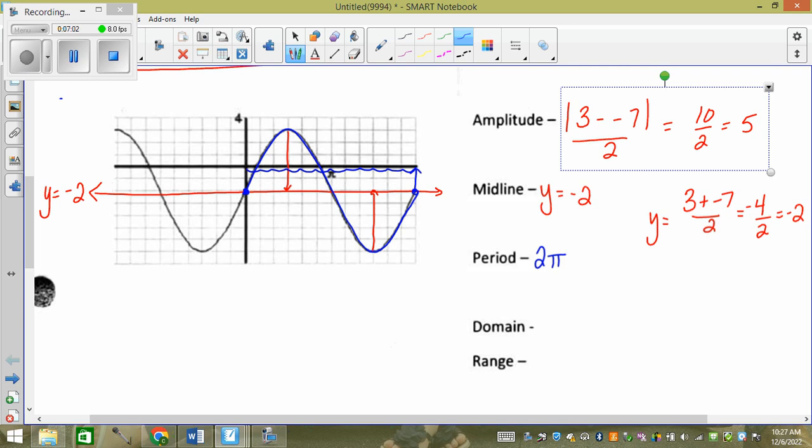My domain is x such that x is an element of the reals. And my range? What's my lowest? -7 is less than or equal to y is less than or equal to 3.